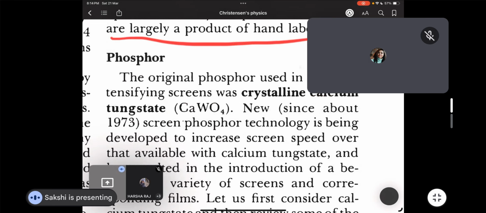Next is the phosphor. The original phosphor utilized in the X-ray intensifying screen was crystalline calcium tungstate. So write down one question: What was the original phosphor? And this question also you have to paste on the wall. Just the answer: original phosphor equals crystalline calcium tungstate.